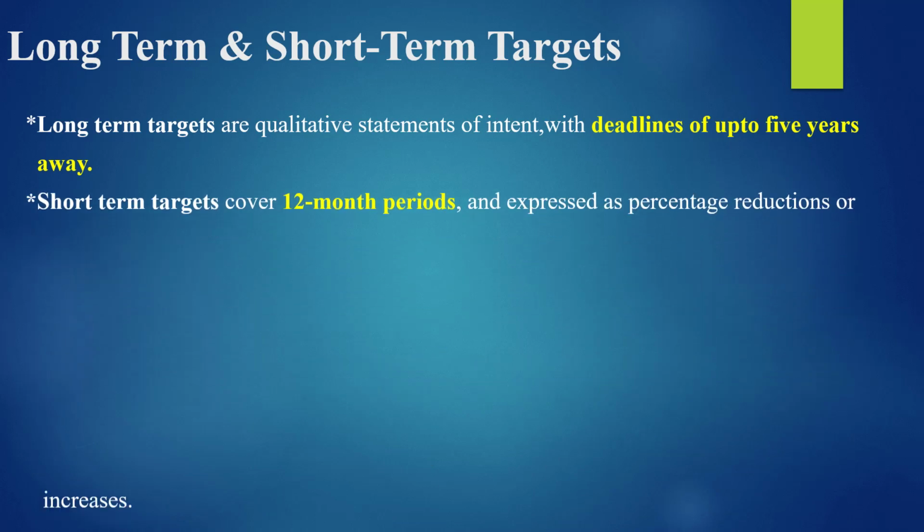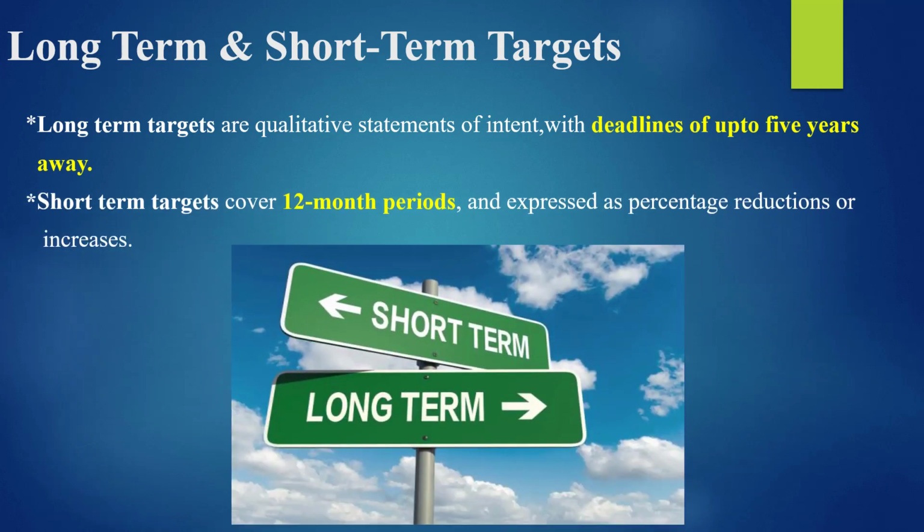Long-term and short-term targets. Short-term targets usually cover 12-month periods and are often expressed as percentage reductions or increases. Long-term targets are usually qualitative statements of intent, with deadlines of up to 5 years away. Any target that you set should be demanding yet attainable, because realistic targets and objectives with deadlines and milestones along the way are the best means to keep everyone motivated. Successfully achieving targets is a clear sign of progress and will help to stimulate further improvements.